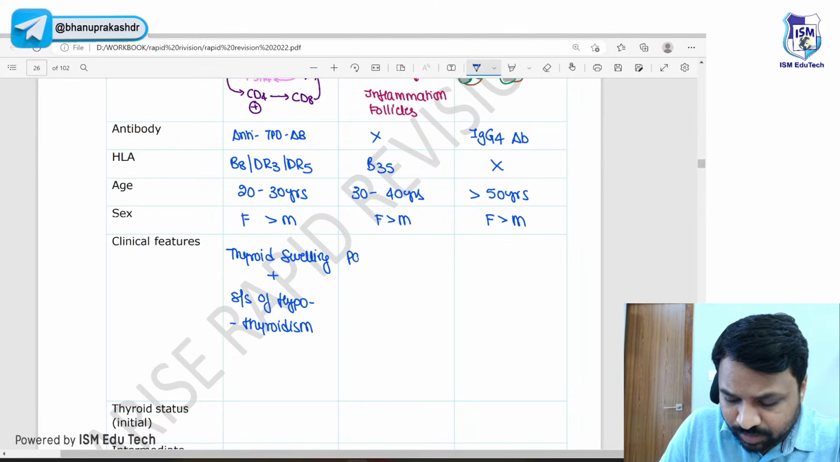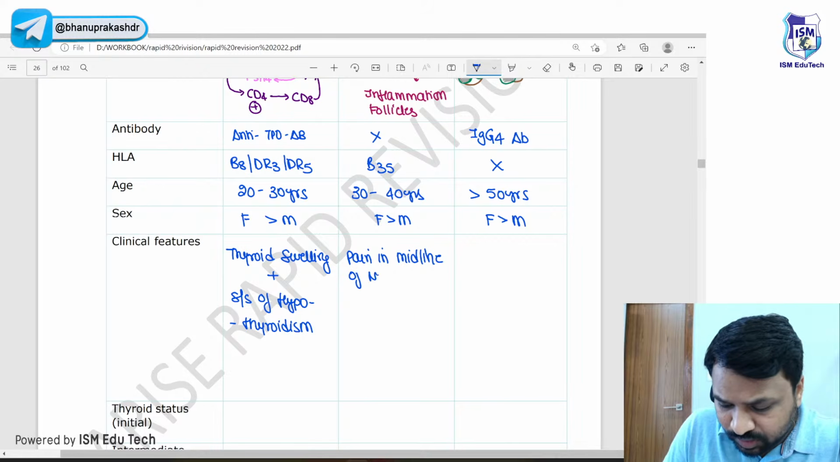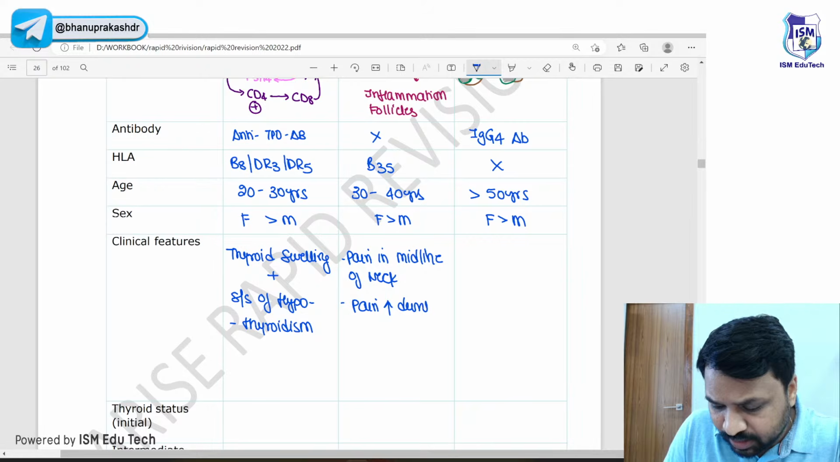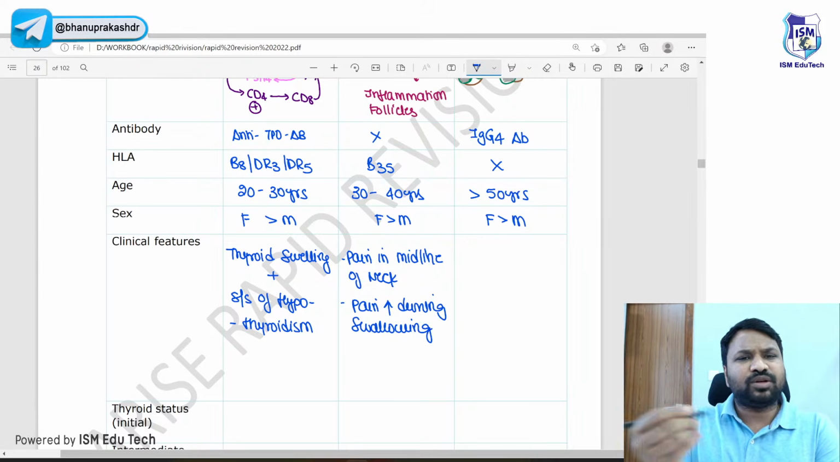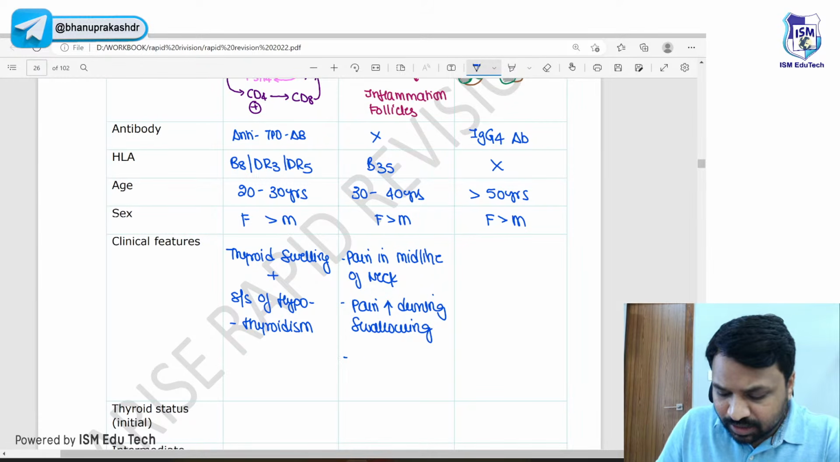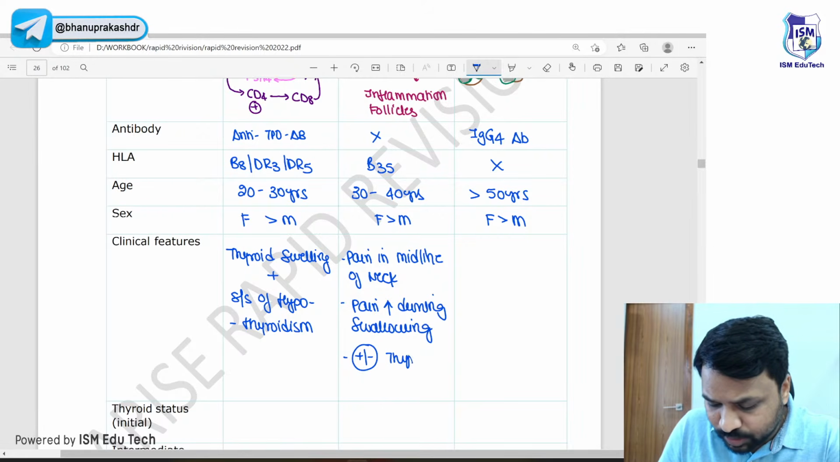Here, in De Quervain's, the patient will complain about pain in the midline of the neck. Another very important component, the pain increases during swallowing, because during swallowing the gland has to move, and an inflamed gland, when disturbed, will cause more pain. It may or may not be associated with thyroid swelling. Swelling here is because of inflammation.